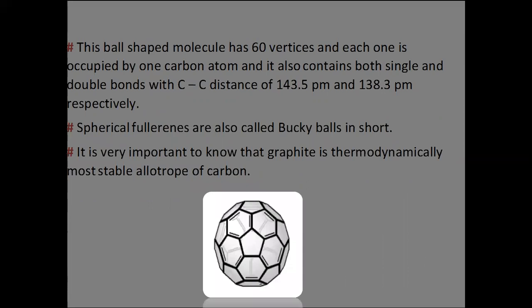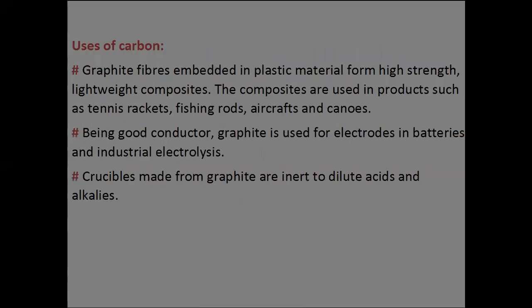molecule. This ball-shaped molecule has 60 vertices and each one is occupied by one carbon atom, and it also contains both single and double bonds with C-C bond distances of 143.5 picometer and 138.3 picometer respectively. Spherical fullerenes are also called buckyballs in short. It is very important to know that graphite is the thermodynamically more stable allotropic form of carbon.